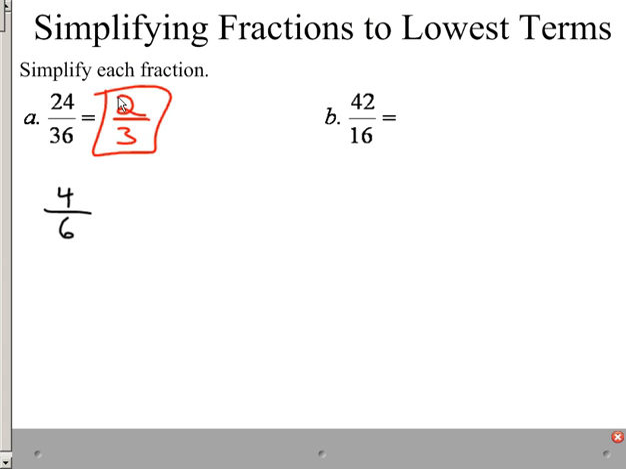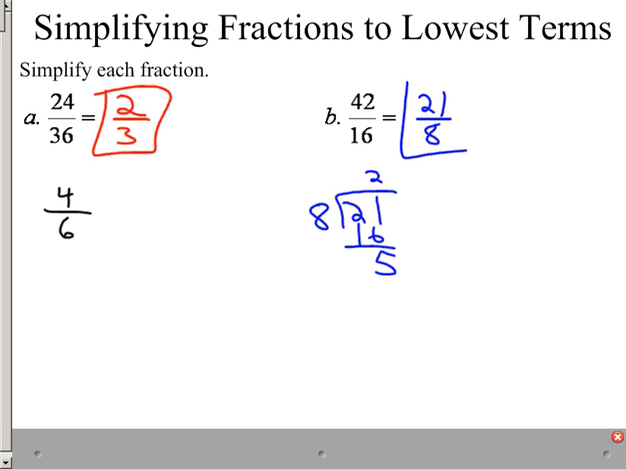Okay? What about this one here? Probably would start, if you want, divide them both by 2. You know they're both even. There's 21 over 8. And there isn't anything else that this can be reduced by. However, we could make it into a mixed number. 21 divided by 8 is going to go twice with the remainder of 5. So we could write it like this, or we could write 2 and 5/8.